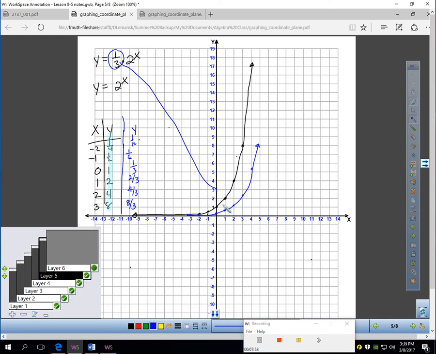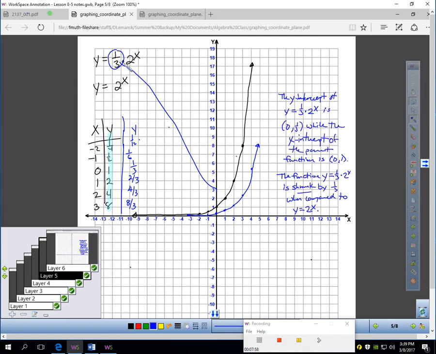Now I got to write two sentences comparing the two. Let's compare the y-intercepts first. The y-intercept of 1/3 times 2 to the x is the ordered pair (0, 1/3), while the y-intercept of the parent function, you can see here, is (0, 1). Let's compare how they stretch and shrink. This function, y equals 1/3 times 2 to the x power, is shrunk by a magnitude of a third when compared to the parent function. In other words, all these values for y on this function are 1/3 of the size of the values for y in the parent function.